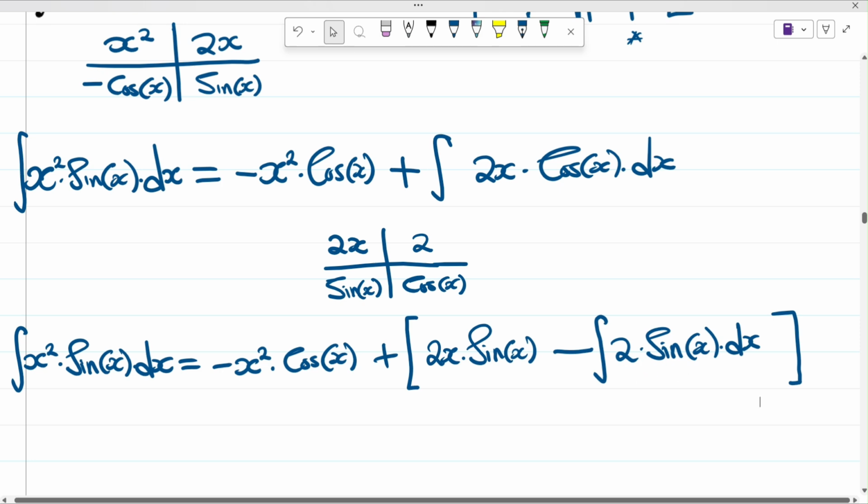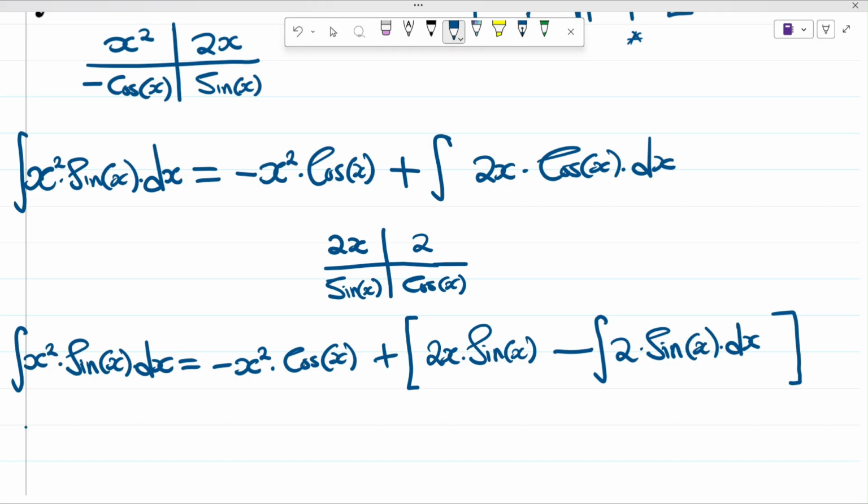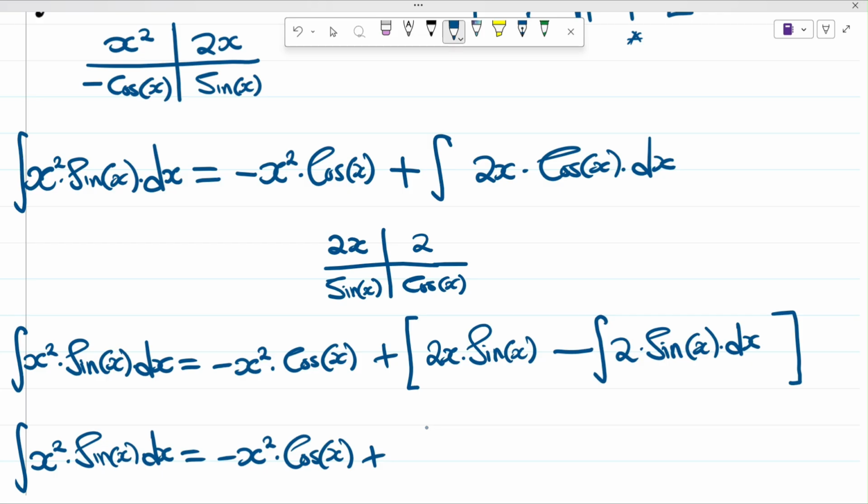Okay, so I'm going to copy the same thing again and again. So this is going to be x squared sine of x. V of x is going to be equivalent to negative x squared cos of x plus, okay, I haven't multiplied out. I want to integrate first there. So this is going to be 2x sine of x.